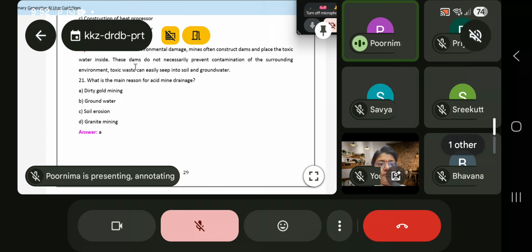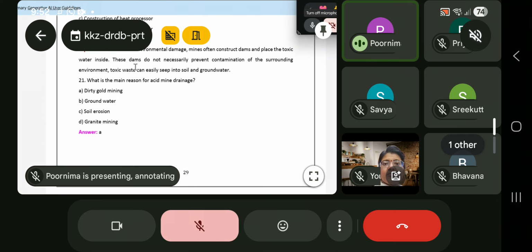We were looking into some environmental studies questions where we have discussed some water pollution and environmental policies. Now we will discuss some other concepts which also deal with environmental policies. So what is the main reason for acid mine drainage?